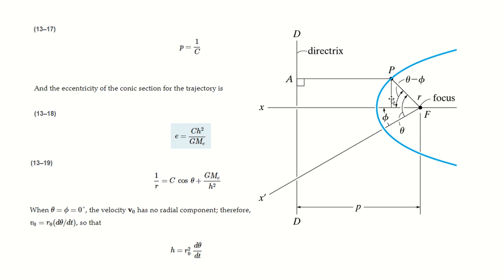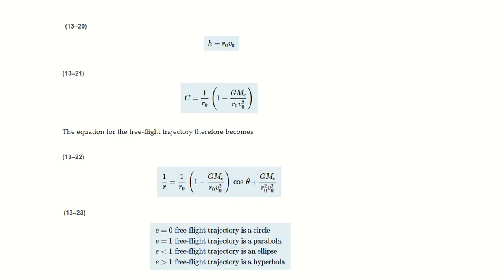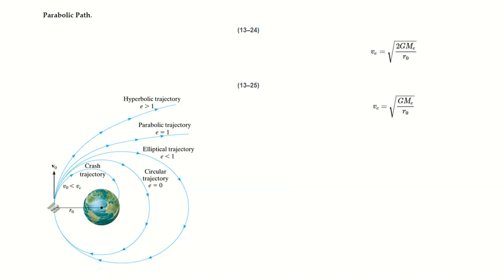Same thing here. It's a continuation of your equation and derivation. You don't have to know any of it. If you have time, just read it. Alright, so let's go on. These are just trajectories. You have hyperbolic, parabolic, elliptical, and then your circular trajectory, and keep going.